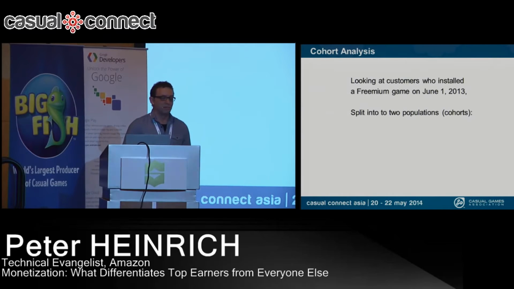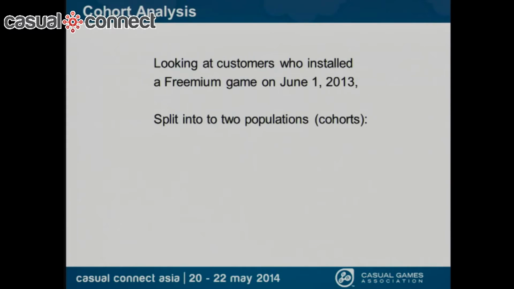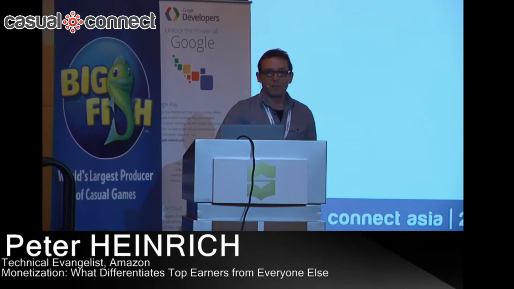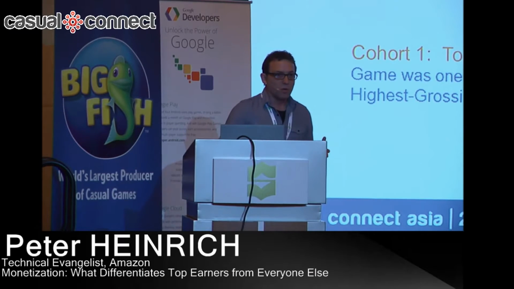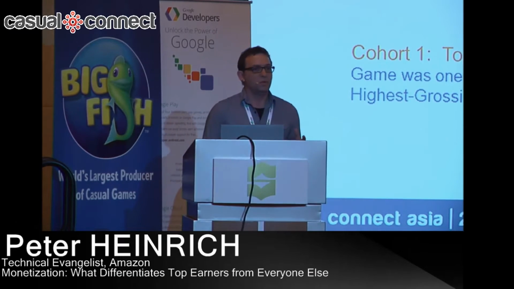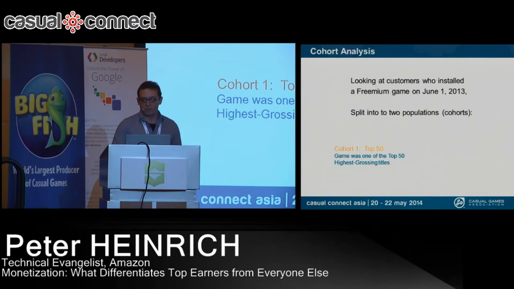So for our test, for this analysis, we actually generated 2 different cohorts. We looked at customers who installed a freemium game last summer and split those customers into 2 different populations. The first, or cohort 1, was all the people who had purchased one of these top 50 games, an app from one of these top 50 monetizing developers. And then, of course, the second cohort was everyone who'd purchased an app not in that category.